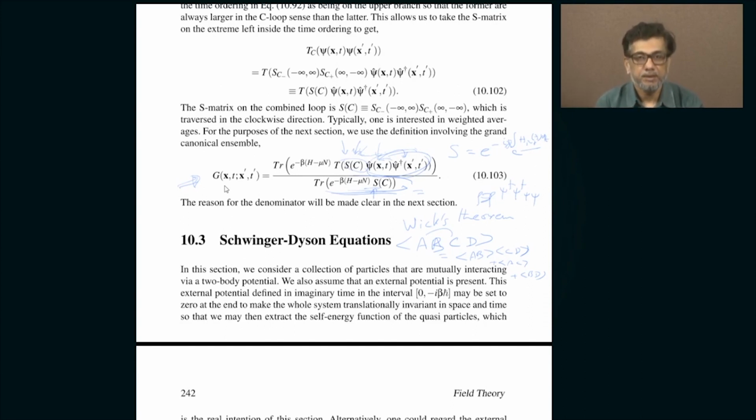But the important benefit to thinking this way is that such a functional differential equation for this contour ordered Green's function will be such that it will only involve this Green's function back again. It won't involve anything else.